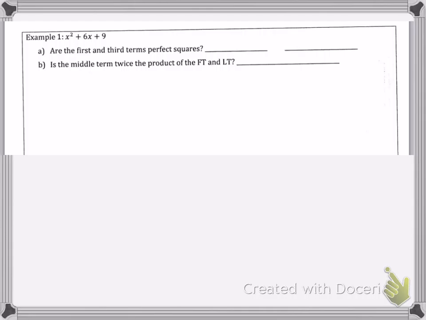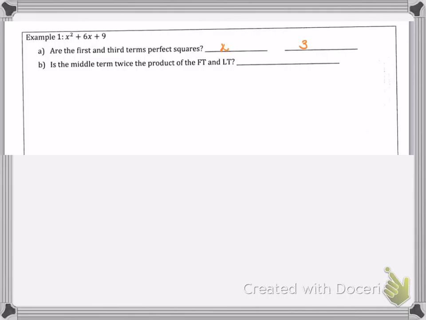So if we jump into an example like example 1, we're just going to run through that checklist that we just saw above. So if you look at x squared plus 6x plus 9, the first question is, are the first and the third terms perfect squares? So if you look at x squared, is that a perfect square? Yes, it is. If you take the square root of x squared, you're going to get x. 9, is it a perfect square? Yes. If you take the square root of 9, it's going to give you 3.